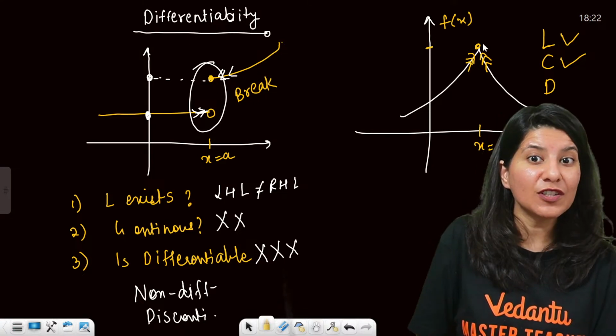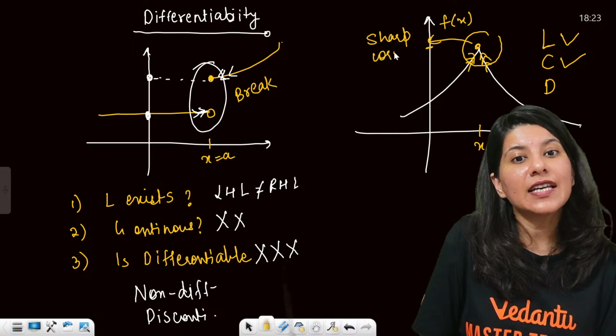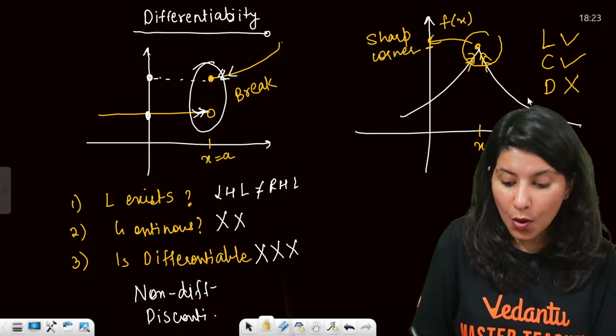But what about the differentiability? Can you see now there is a sharp corner over here? Whenever there is a sharp corner, the function is non-differentiable.